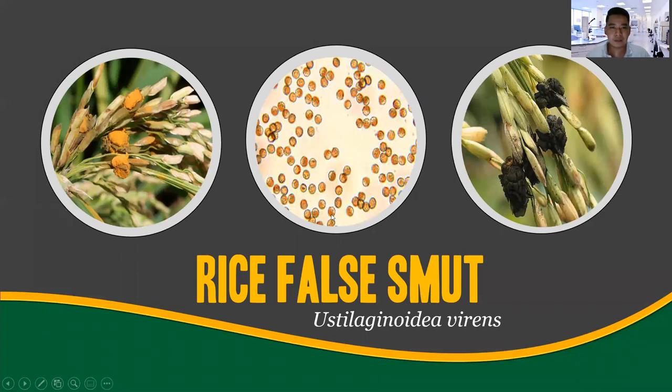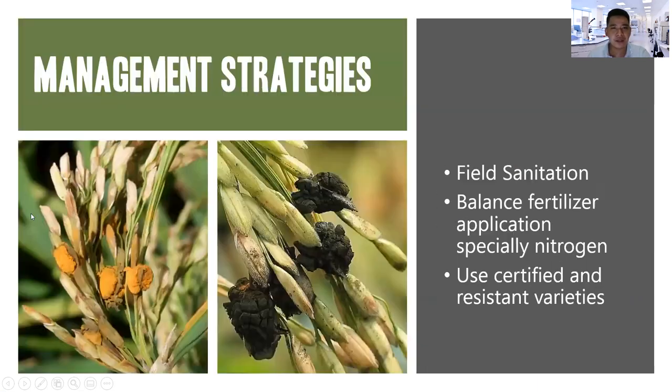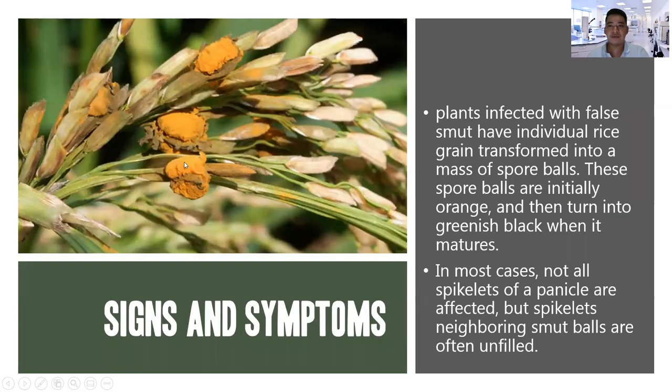So si rice false smut naman po, ito po yung itsura niya, yung spores niya po through microscope. So, kung napapansin niyo po sa field, yung medyo yellowish to orange growth ng spores doon sa ating grains or doon sa ating panicle. So later po magiging black po yan. So from this one, from yellow to orange to blackish appearance doon sa panicle po natin. So plants infested with false smut have individual rice grains transformed into mass of spore balls. So ito po yung spore balls. Then spore balls are initially orange and turn into greenish black when it matures.